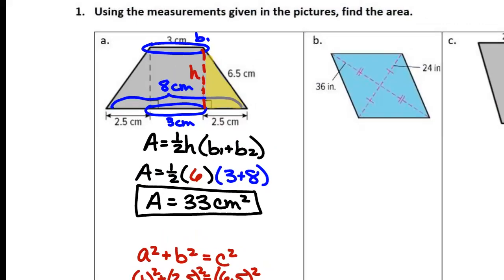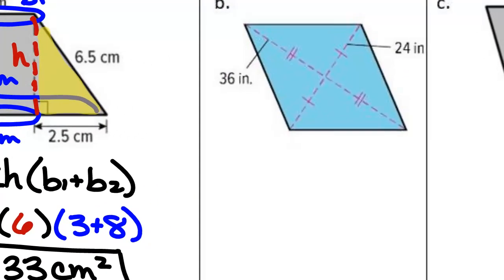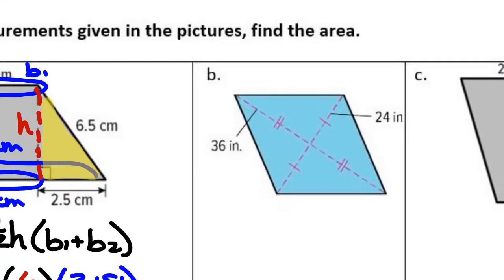For part B, what kind of a shape do I have here? A rhombus or a kite. This one happens to be a rhombus. I know that because both of the diagonals are bisecting each other. A kite, only one of my diagonals is being bisected, but I use the same area formula for both of those. Area formula for a rhombus or a kite is 1/2 diagonal 1 times diagonal 2.